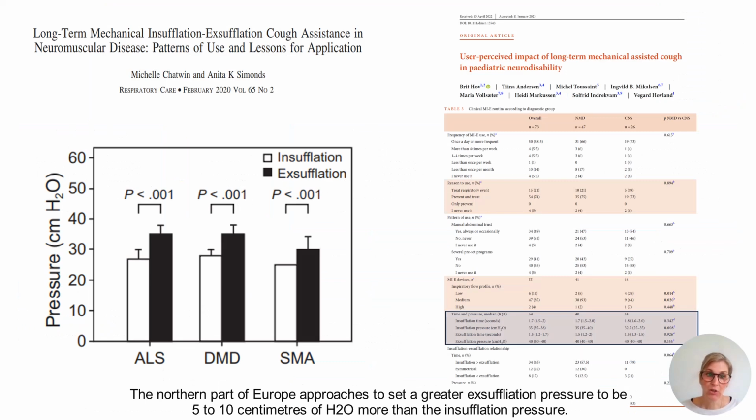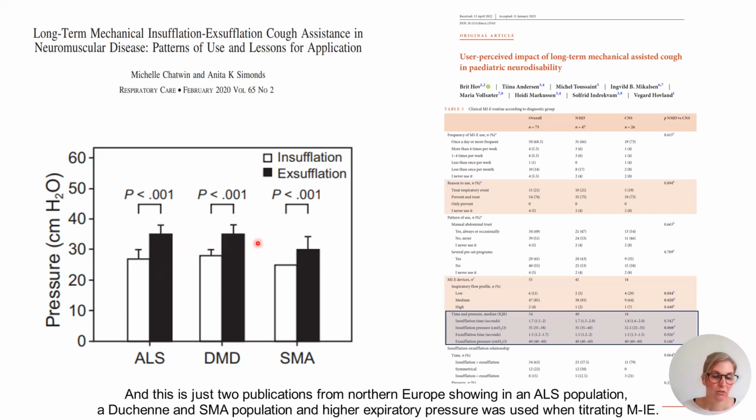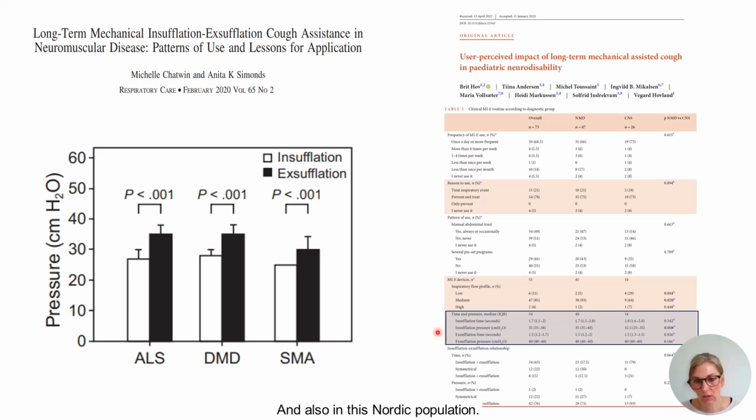The northern part of Europe approach is to set a greater exsufflation pressure to be 5 to 10 centimetres of water more than the insufflation pressure. And this personalised approach is aiming to further enhance an expiratory airflow bias. And these are just 2 publications from Northern Europe showing, in an ALS population, a Duchenne and SMA population, and also in this Nordic population, that higher expiratory pressure was used when titrating MIE.